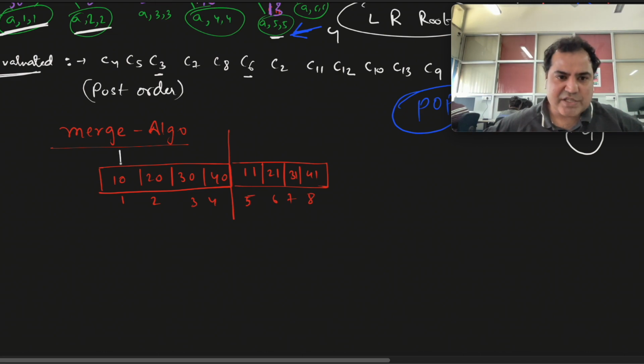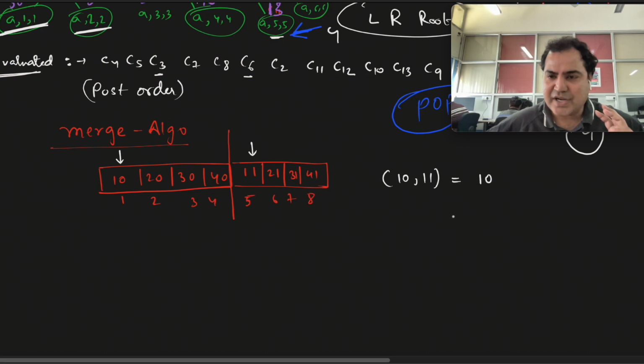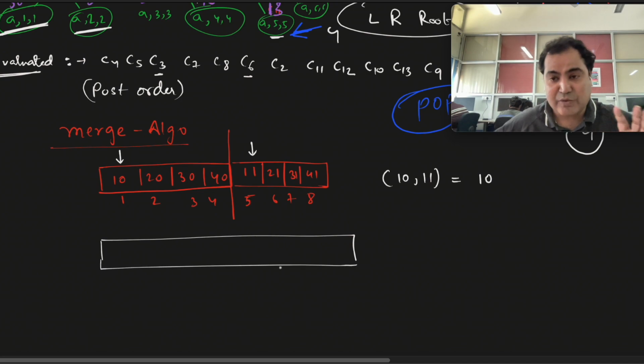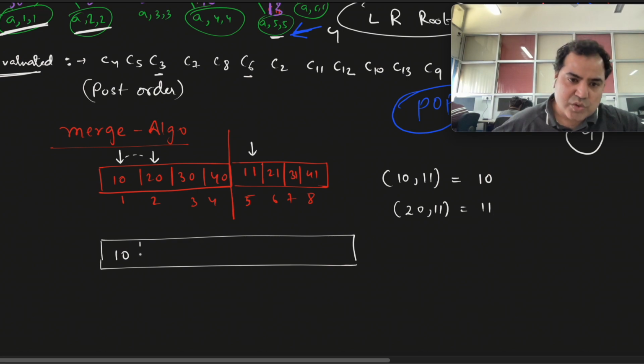First, this 10 is being compared with 11. 10 is smaller. I will have an equal size array which will keep the minimum value here, and this pointer will move further. Now 20 will get compared with 11. 11 is smaller, so this 11 will get stored, and this pointer will move further.